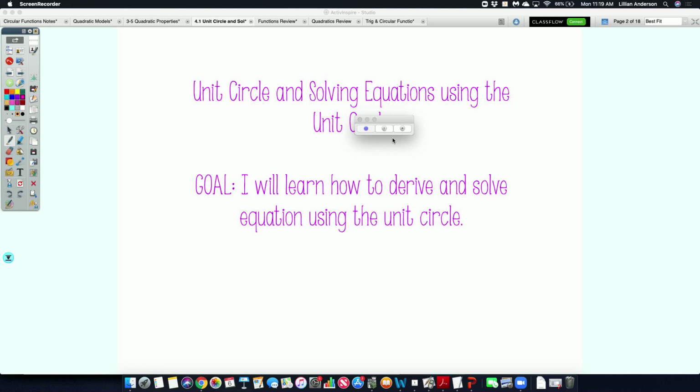We're going to derive the unit circle, and we're going to solve some basic equations using the unit circle. We'll get to some more advanced ones on Wednesday, and I don't know, we'll see where we are on Wednesday to see if we go into applications by Friday. Okay?